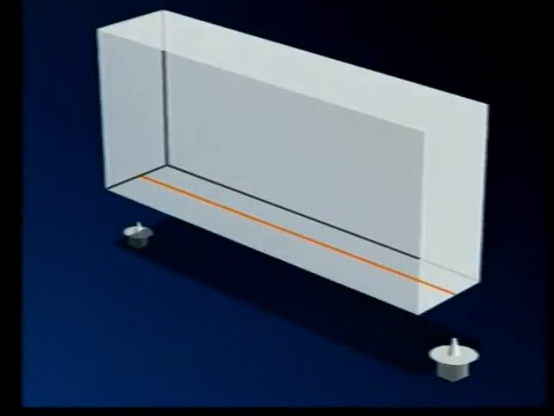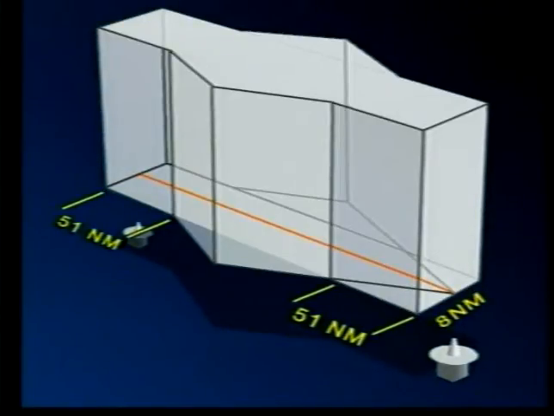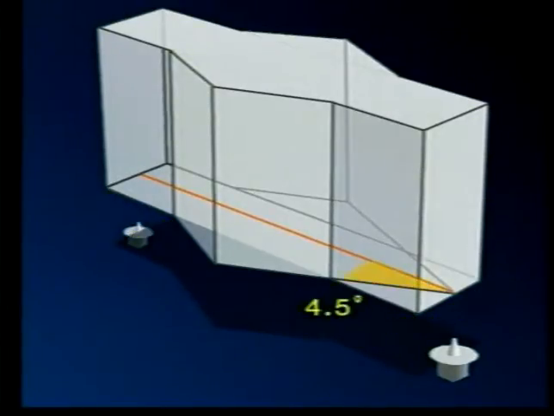The standard airway width of 8 nautical miles is maintained to a point 51 nautical miles from the NavAid. If the airway extends beyond this point, the controlled airspace expands to include the areas which diverge from the NavAid at angles of 4.5 degrees.